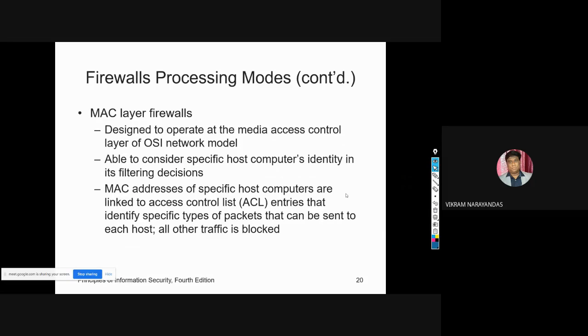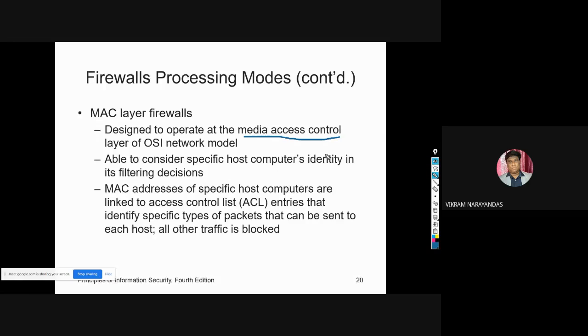Next one is the MAC layer firewalls, designed to operate at the medium access control layer. So where can you see this medium access control layer? Generally in the data link layer. In the data link layer, you can have two sublayers. One is the physical layer, and the next one is the MAC layer, the medium access control layer of the OSI network model.